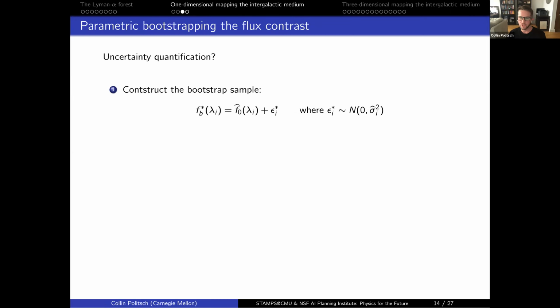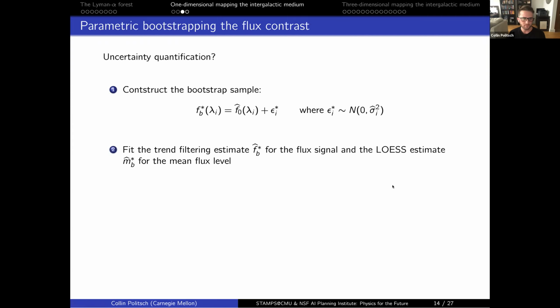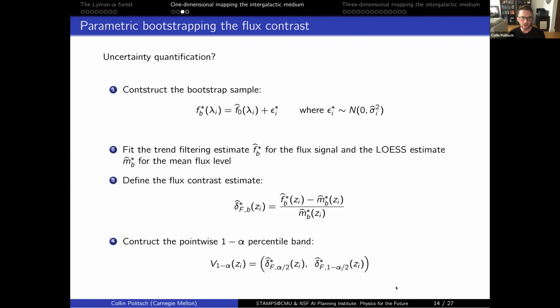which I'm generally very skeptical of assumptions, but normality here is a pretty valid assumption. It has been well vetted by the Sloan Digital Sky Survey, and based on many exposures, these sigma hats are pretty well known. Okay, and then fit the trend filtering estimate to the bootstrap sample, define the bootstrap Lyman alpha flux contrast exactly as we define the point estimate, and then construct 1 minus alpha percentile variability bands by taking the percentiles of the bootstrap distribution.